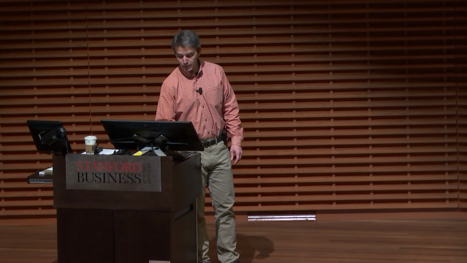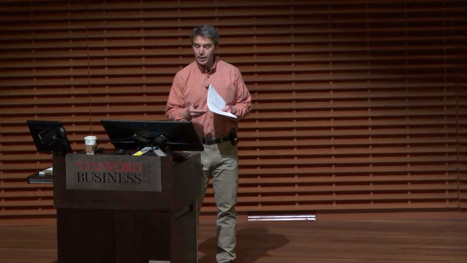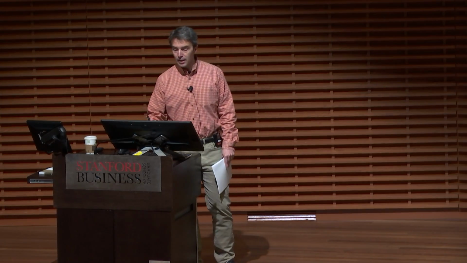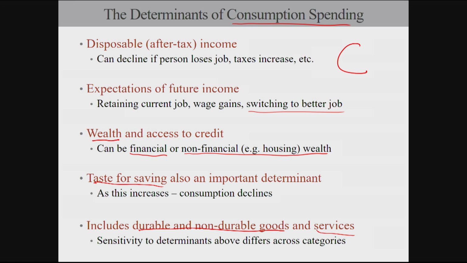The amount that people want to save is also an important determinant of how much people are consuming. So to the extent that people suddenly start saving a lot more of their money, then consumption is going to tend to fall. And this consumption spending includes both durable and non-durable goods, and it also includes services. And so changes in any of these factors at a macro level, changes in disposable income, changes in expectations about future income, any of these factors can influence that big C in the aggregate demand equation.